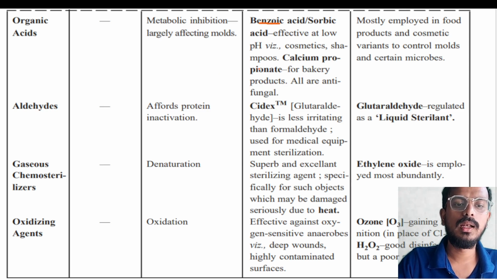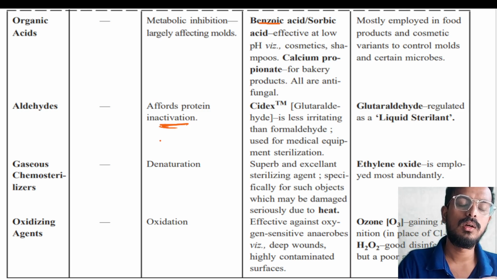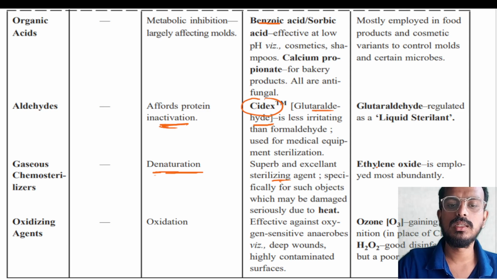Next, we will talk about aldehydes, which cause protein inactivation. They inactivate the proteins present in microorganisms. Cidex is one of the brand names, which contains glutaraldehyde. Next are gaseous chemosterilizers. They act on the principle of denaturation. They are superb and excellent sterilizing agents. Ethylene oxide is employed in the gaseous sterilization process.